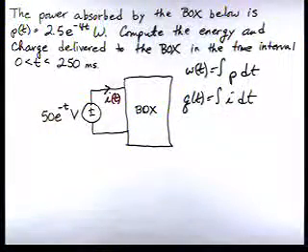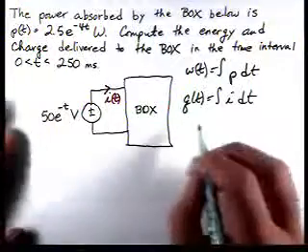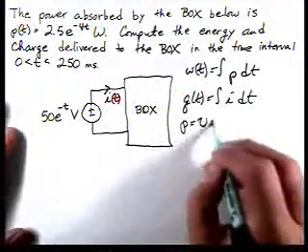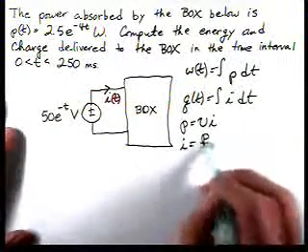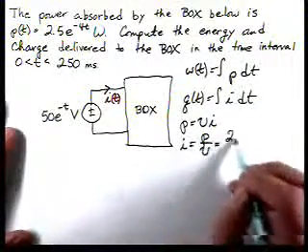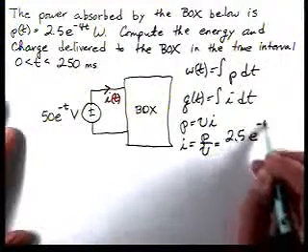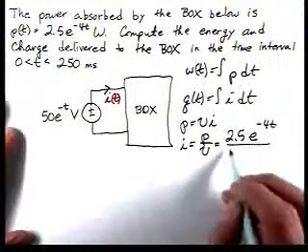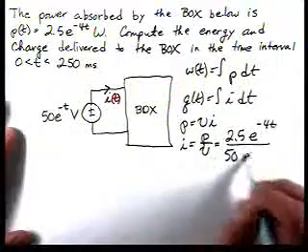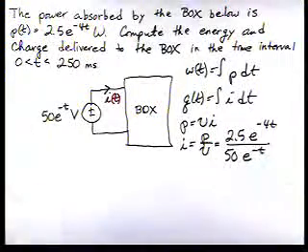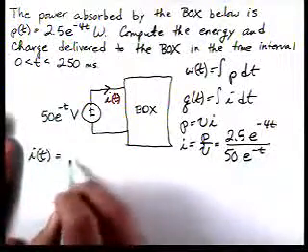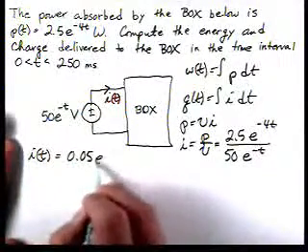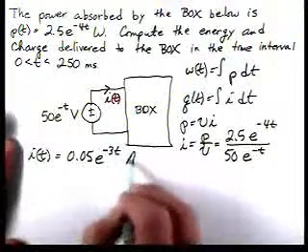calculate the current I. We know that P is equal to V times I. So then I is P over V. So we have 2.5 e to the minus 4t divided by 50 e to the minus t. That gives us a current I of t equal to 0.05 e to the minus 3t amps.